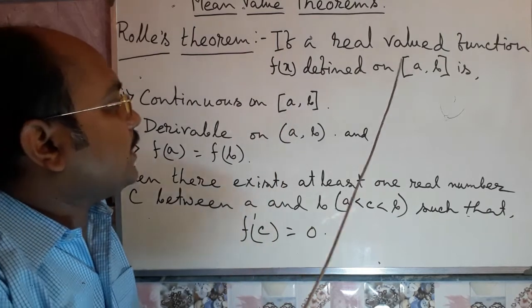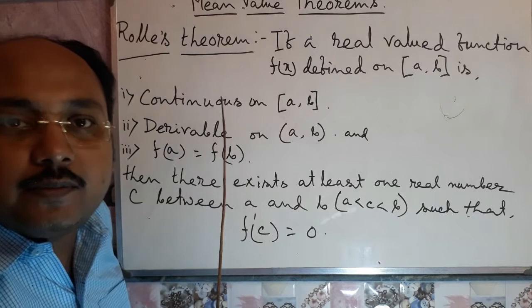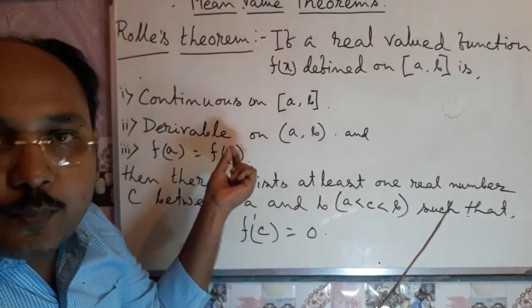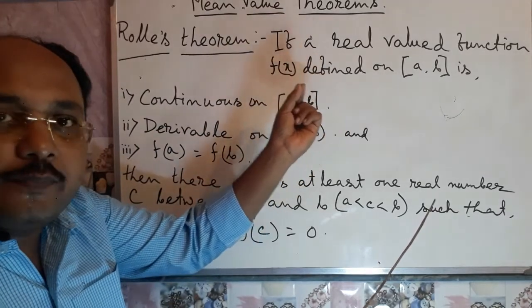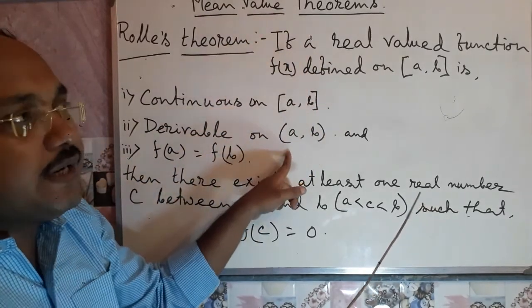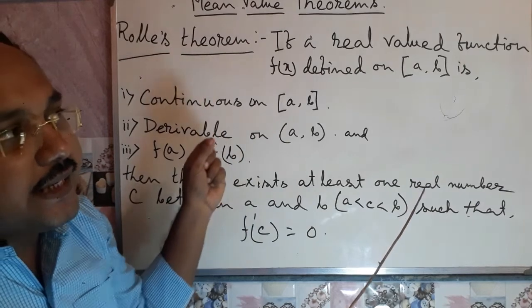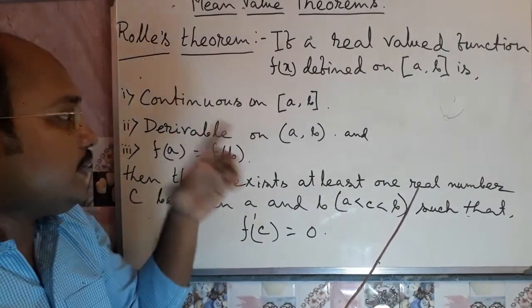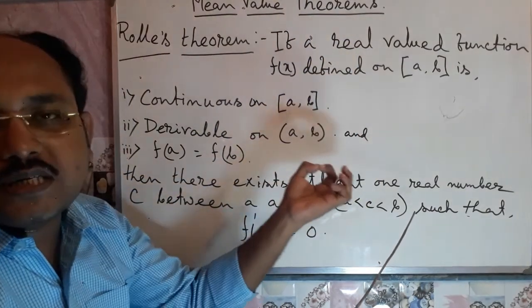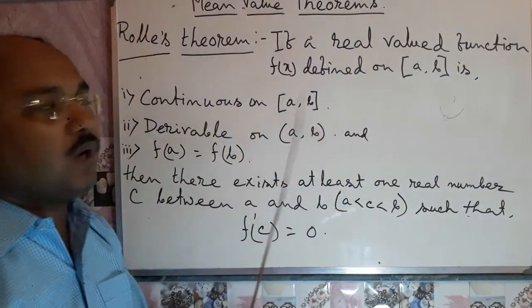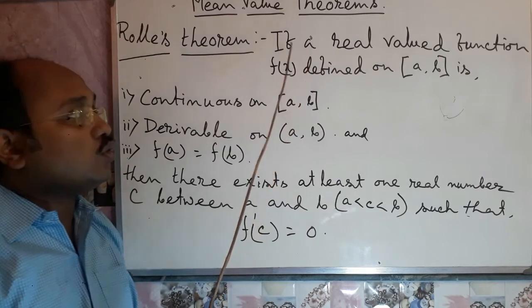Now closed interval and open interval. What is closed interval? It includes the endpoints, that is including the points a and b. And what is open interval? That means excluding the endpoints, that is from a to b, not including the points a and b. So again I am telling the theorem, that is Rolle's theorem.